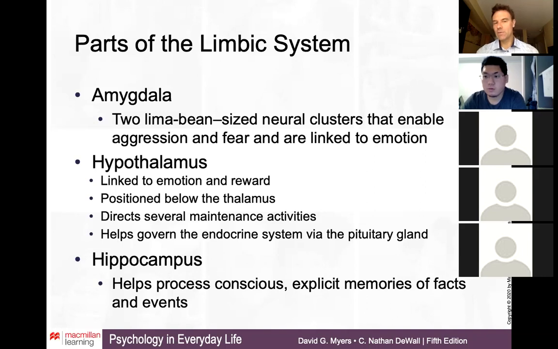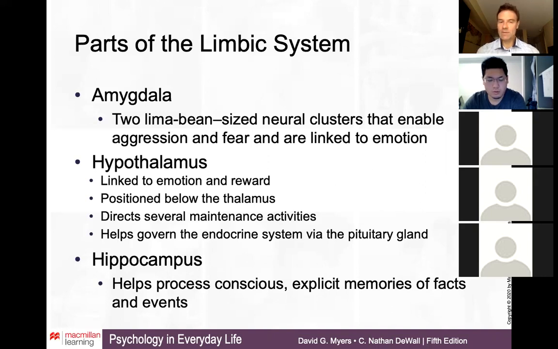And the hypothalamus is positioned below the thalamus. And as you know by now, it is responsible for coordinating or governing the endocrine system through the pituitary gland. The hippocampus is responsible for consciously processing information and then moving that information from, let's say, short-term memory storage to long-term memory. So explicit memories of facts and events are linked to the processing conducted by the hippocampus in the limbic system.